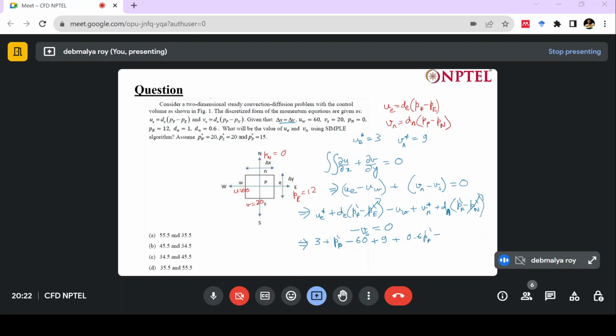Please let me know if I am making any algebraic mistakes. This is it. So from here I can find out the value of this dash. So this is 80 minus 971 minus 368. 68 divided by 1.6.